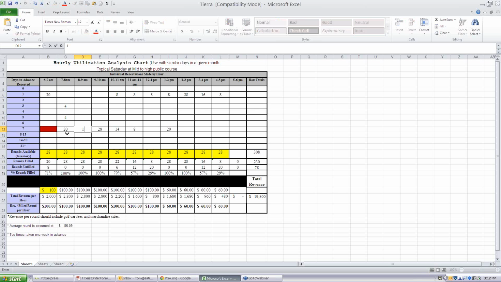This one, say we only had 16 filled in this hour. On 7 days out, we had 4 here. 4 days out, we had 4 people there. And then say 2 days out, we had a spot open.